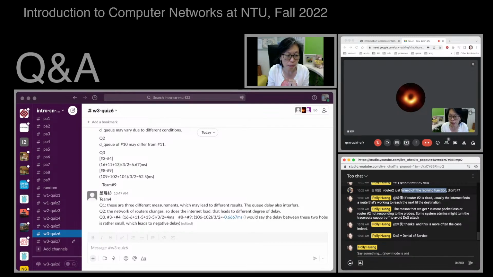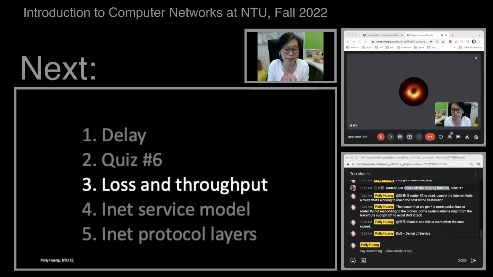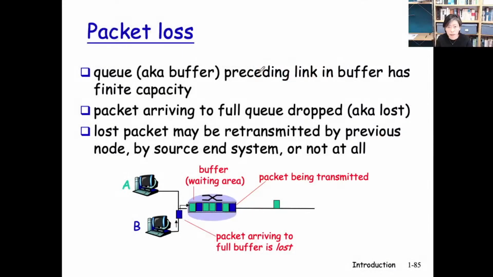Good, and now we can start talking about the 2 other metrics: loss and throughput. Packet loss is a lot more straightforward. It's because the queue is finite in capacity. In case a packet arrives when the queue in the router is already full, this packet will need to be dropped. That's why we see packet losses.